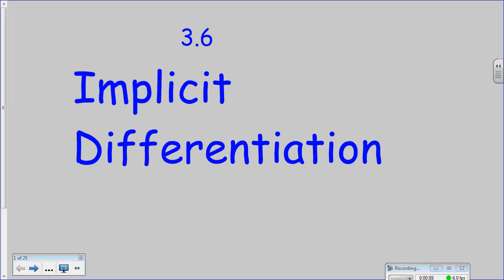So as I mentioned, this is one of my favorite sections. I think it's kind of cool. It brings together a bunch of the ideas that we've already talked about and puts them into kind of a new arena. Implicit differentiation. How's our vocabulary, English vocabulary?